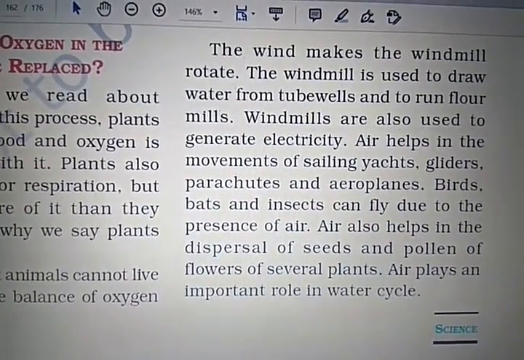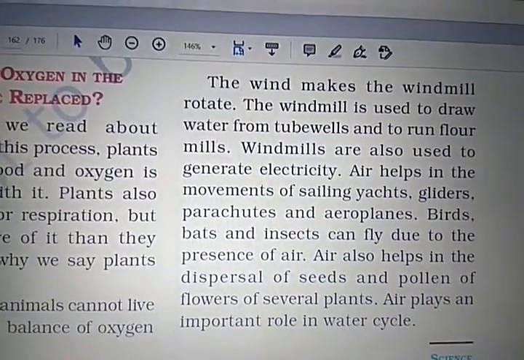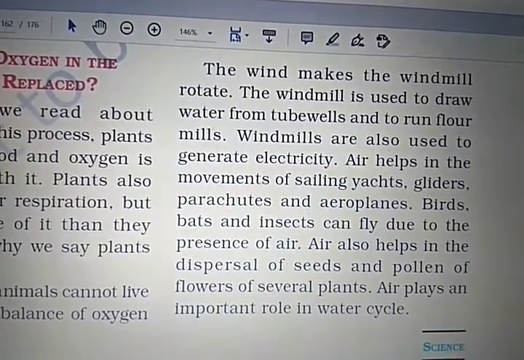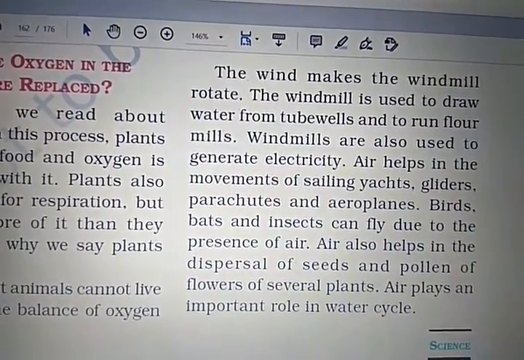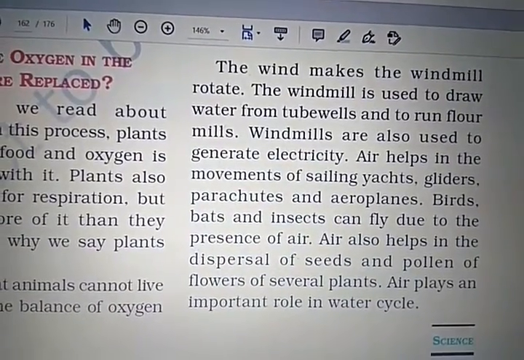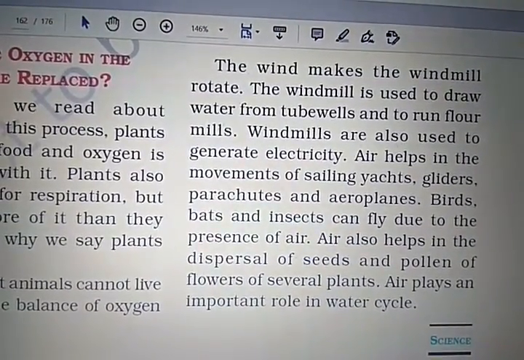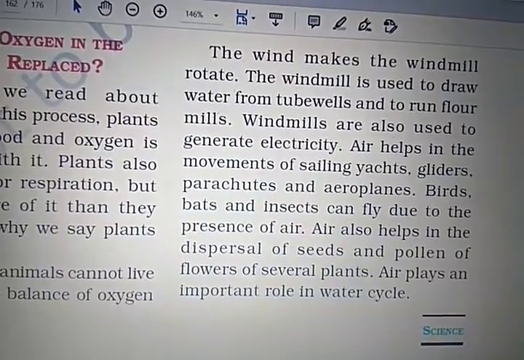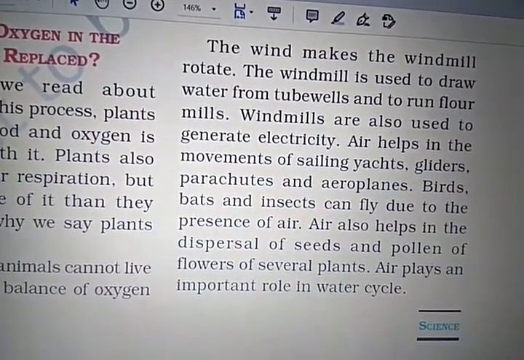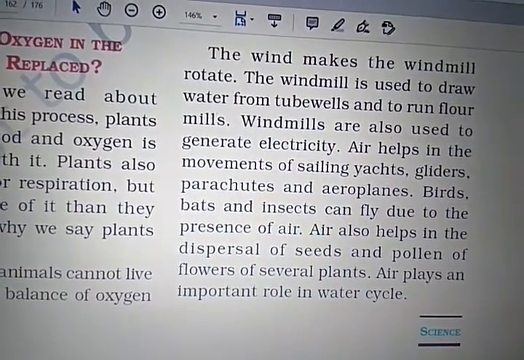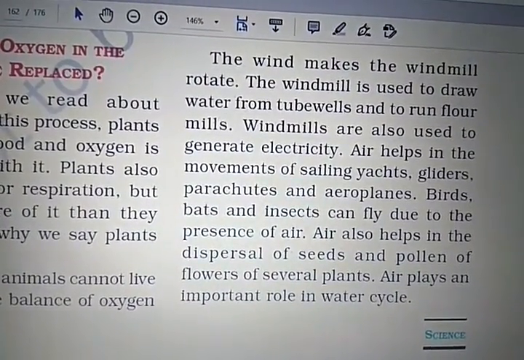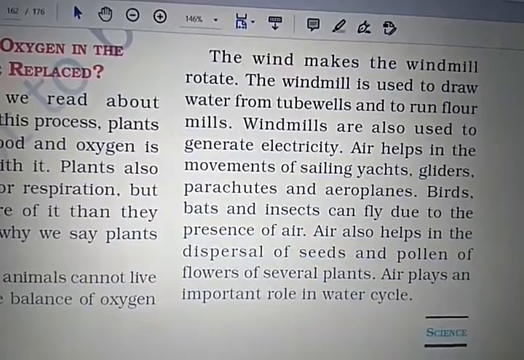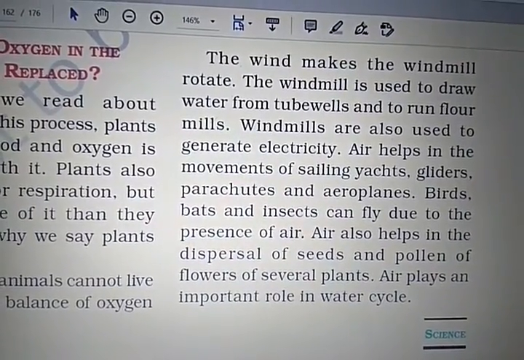Air helps in the movement of sailing boats, yachts, gliders, parachutes, and aeroplanes. Birds, bats, and insects can fly due to the presence of air. Air also helps in the dispersal of seeds and pollen of flowers of several plants. Air plays an important role in the water cycle. So students, you see the uses of air.